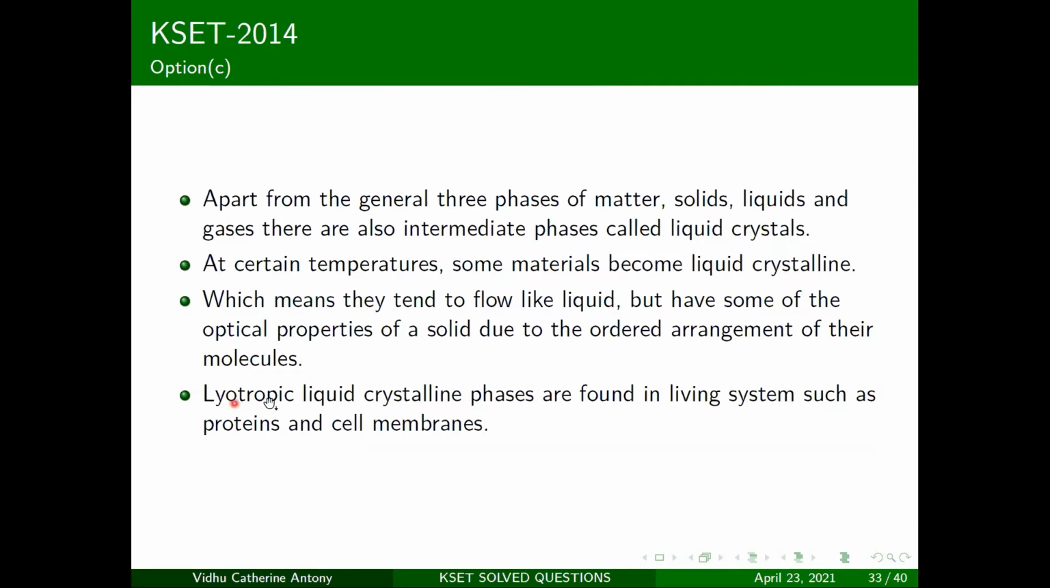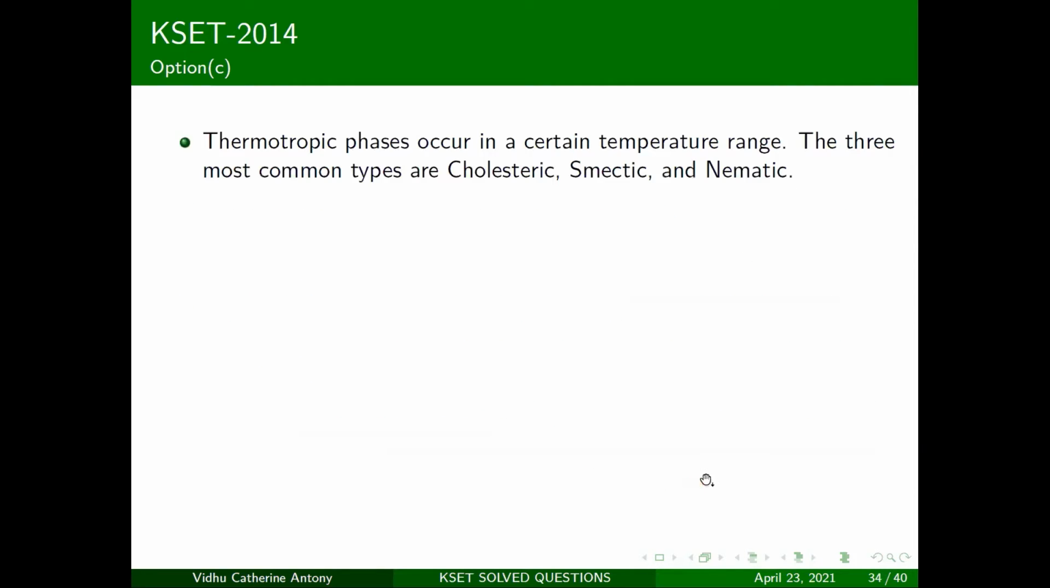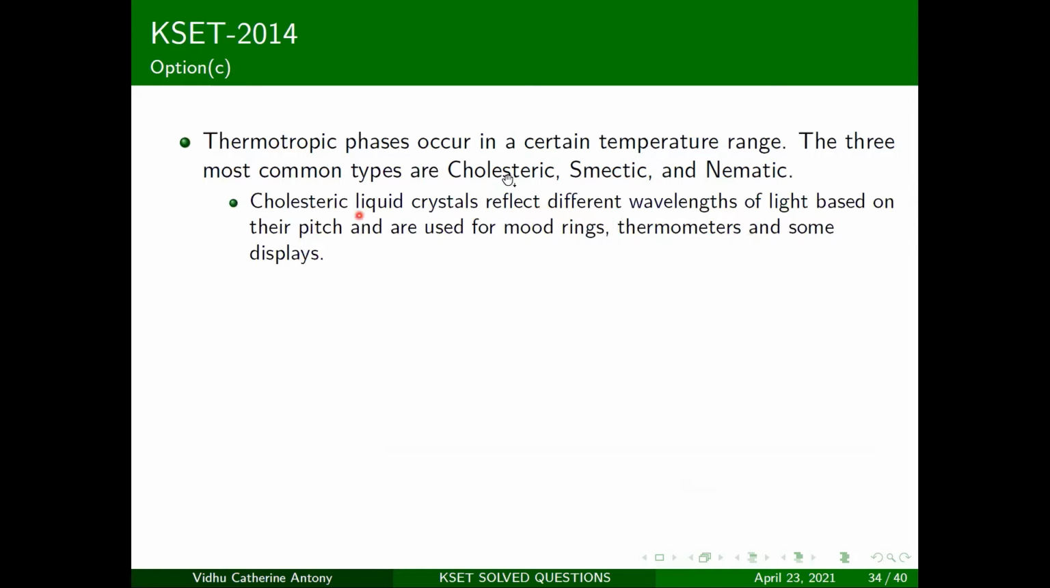One type is called the lyotropic liquid crystalline phases, which are found in living systems, your cell membranes and stuff. There are other types which depend on the temperature: cholesteric, smectic, and nematic. The first type is used in mood rings and things like that. I don't know if you go shopping on Brigade Road, but it's really fancy to get a mood ring, which changes color based on the temperature of your body. They say it's a mood ring, but if you have a fever, it doesn't tell your mood. It's also used in thermometers and some displays.